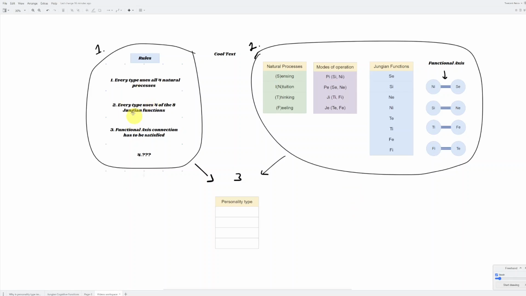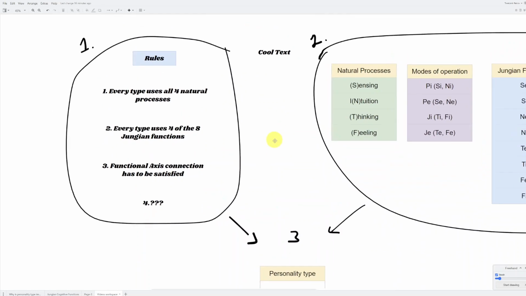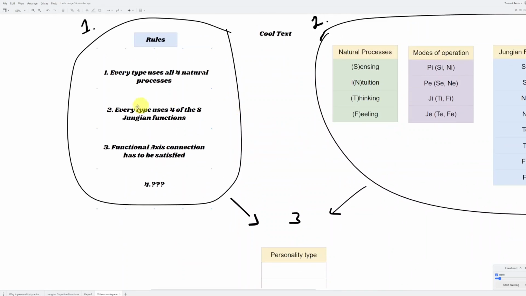So let's start first by reviewing the rules. So what are the rules? The first rule is every type uses all four natural processes. So you can see the four natural processes here. They're sensing, intuition, thinking, and feeling. So every type has to have at least one and exactly one of those in their four function stack.